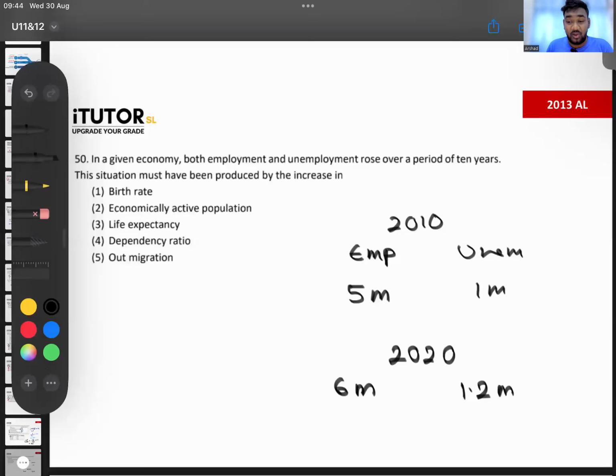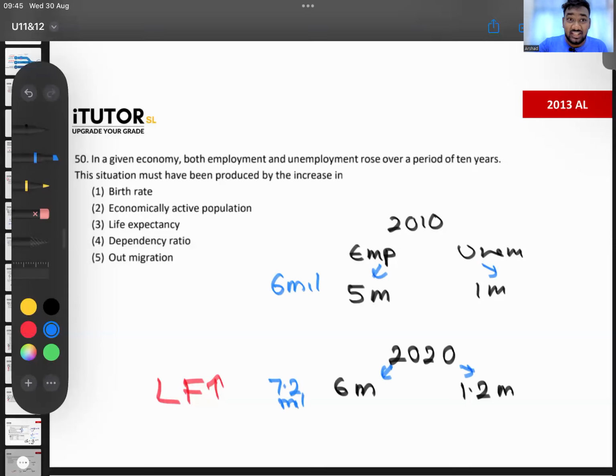Both the employed and the unemployed would have gone up if the labor force has increased. See if there is an answer that says that the labor force has increased. If the labor force has increased, some of them would have been employed, some of them unemployed. So both of those would have gone up. There is no answer that says labor force increased. Think practically: earlier the labor force is 6 million, of which 5 were employed, 1 unemployed. Now you have a labor force of 7.2 million, right?